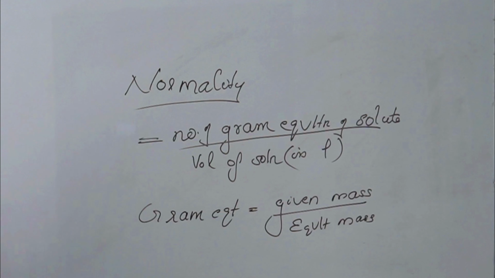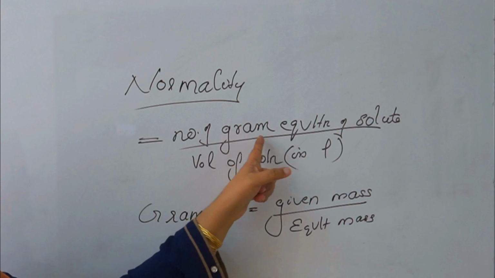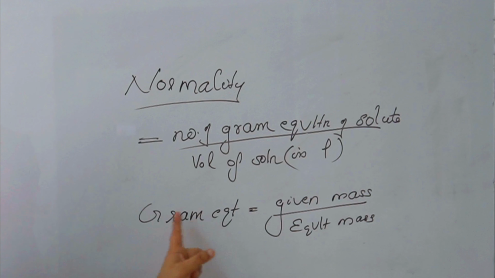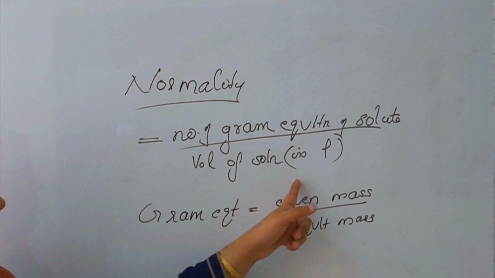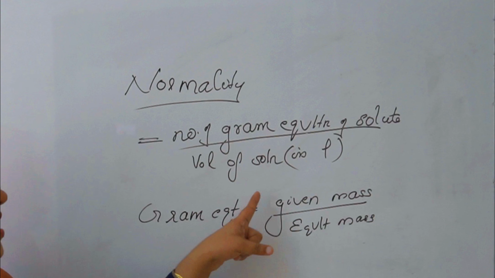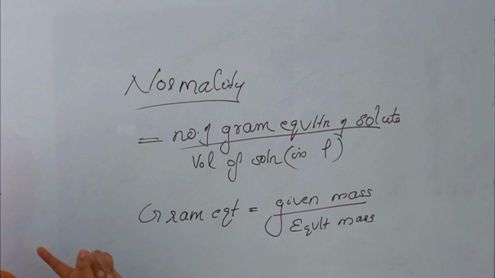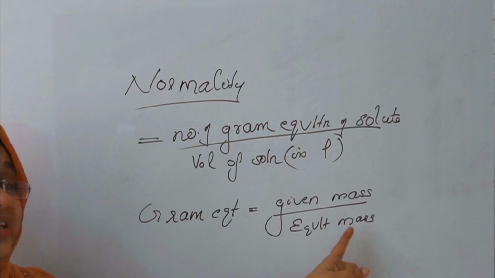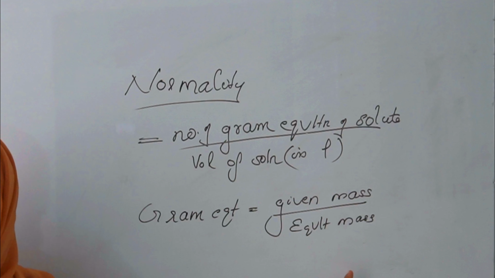For easiness, just compare it with the number of moles. In the case of molarity, the number of moles is given mass by molar mass. Here it is gram equivalents, not number of moles, so given mass by equivalent mass. There it was given mass by molar mass. Now here comes the term equivalent mass. Equivalent mass is molecular mass divided by n factor.